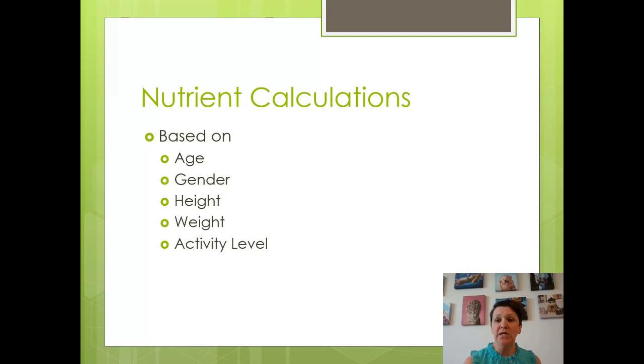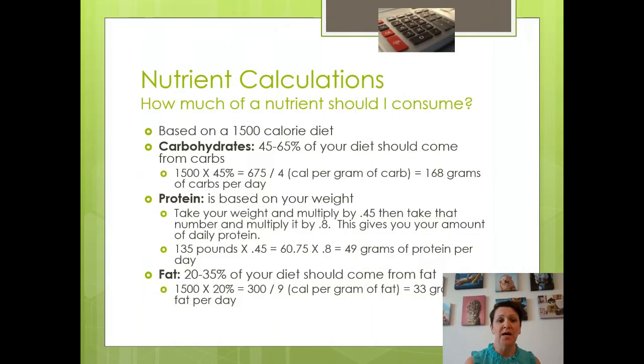So this would be the time I would tell you to get out pen and paper, or you can save this video or save the slide or take a screenshot. So your nutrient calculations, how much of a nutrient should you be consuming? This is just based on a 1,500 calorie diet. This is where your age, height, weight, and gender are going to tell you exactly how many calories you should be eating, along with your activity level. But this is just a basic based on a 1,500 calorie diet.